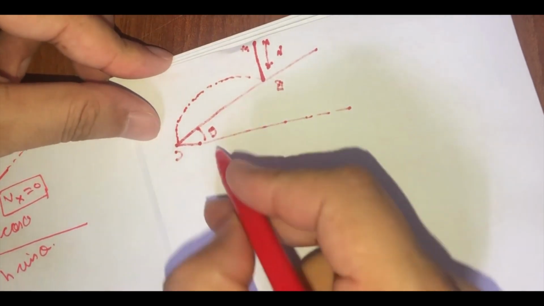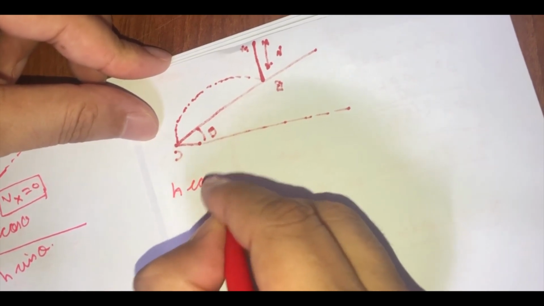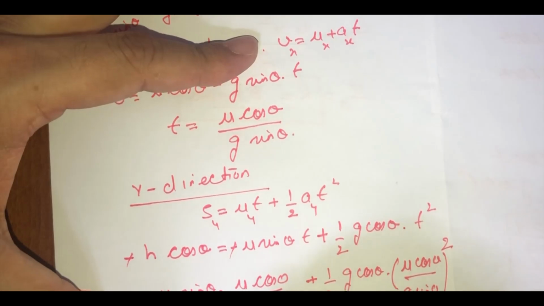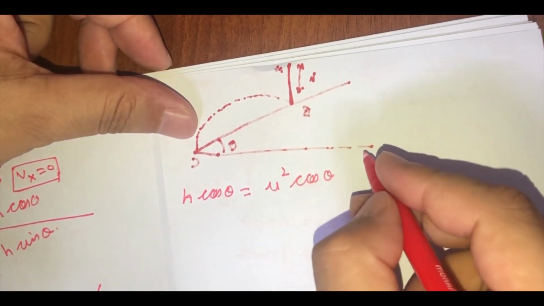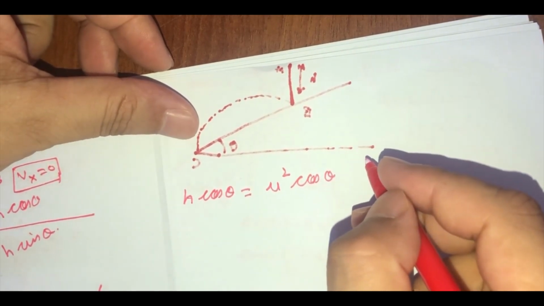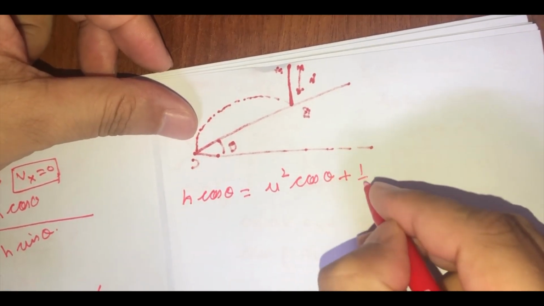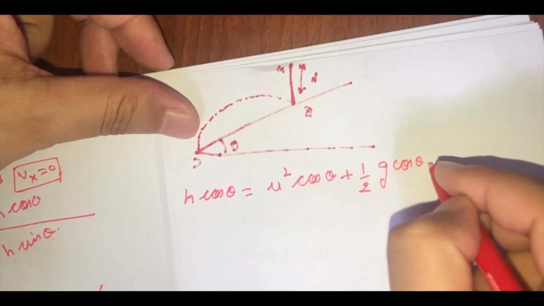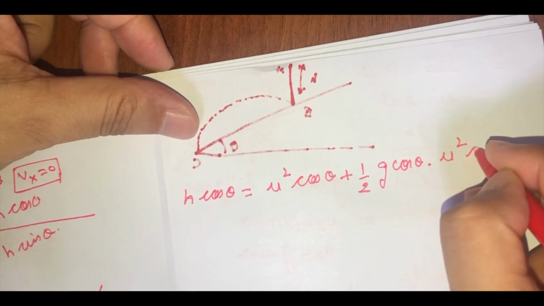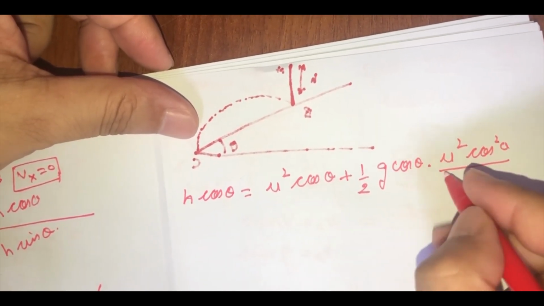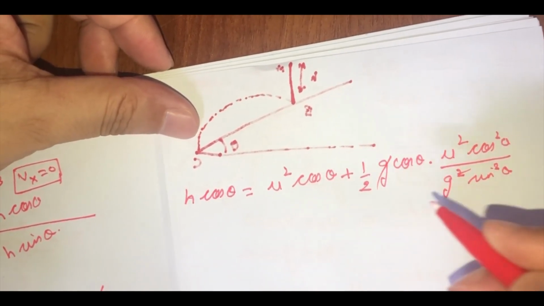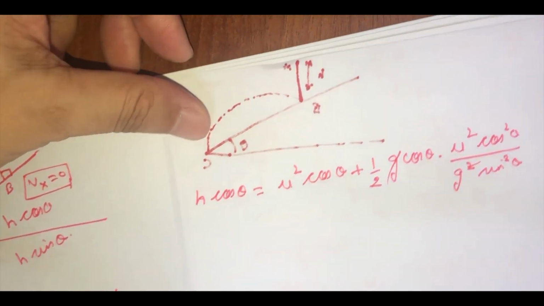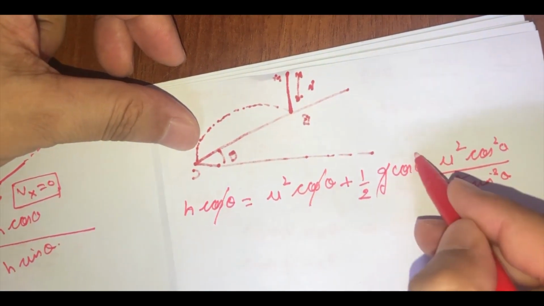So we can write it as h cos theta is equal to, cancel out sin theta, so we are left with u square cos theta, plus half g cos theta u square cos square theta divided by g square sin square theta. Square goes with this g, and we can cancel cos theta as well as this cos theta.